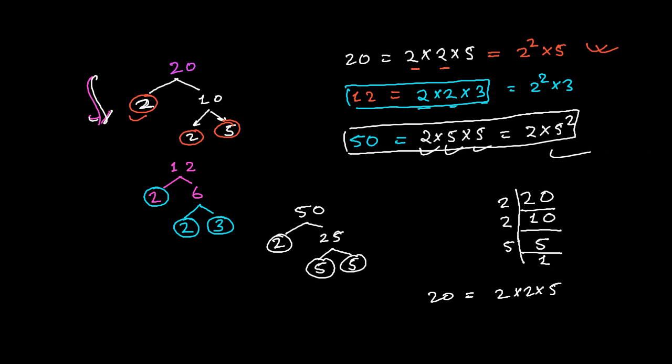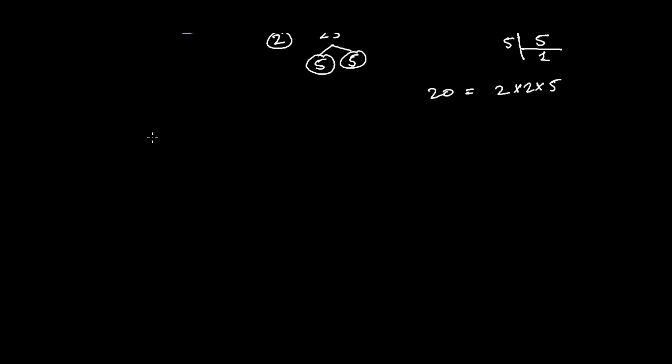All right, let me do the prime factorization of 48 by both methods. I'm going to show you. Here I'm going to do it by the tree method, and here I will do it by the division method.